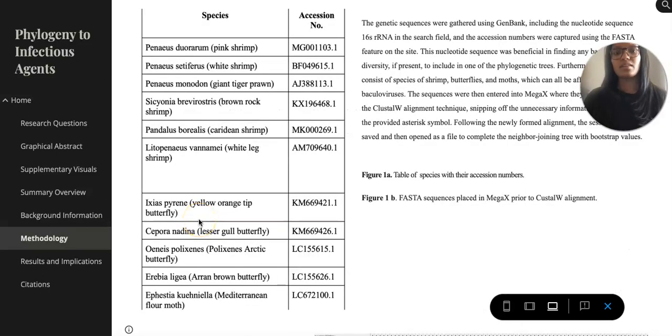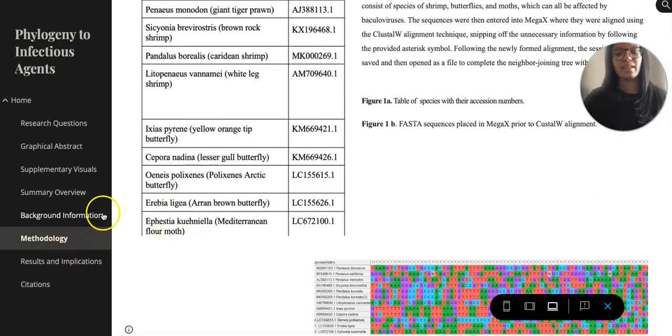I used GenBank to collect the species, the accession numbers, and then I used 16S rRNA in the search field just to see if there was any diversity among the species as well. And then I aligned it using MEGA X.